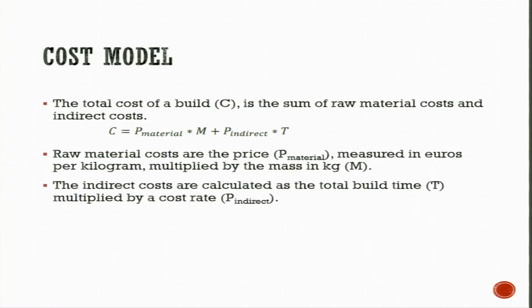Now, it gives a model in which the cost is P_material into M plus P_indirect into T. So, what are these? This is the price of the material, given here as P_material, measured in euros per kilogram, multiplied by the mass of the material. So, the cost is the price of the material into the mass of the material, plus the indirect cost rate, P_indirect, into the time taken by the build. So, this model is given here.